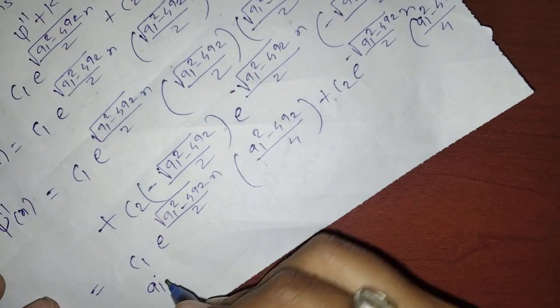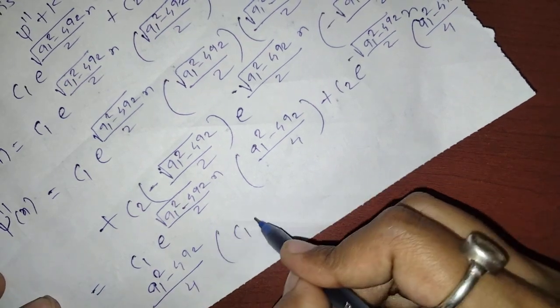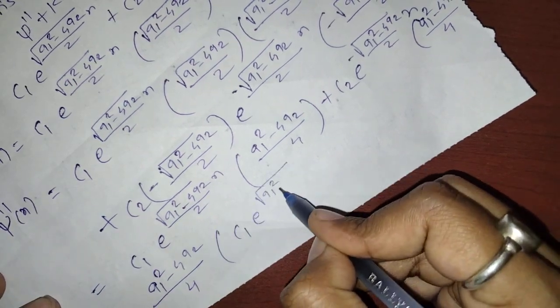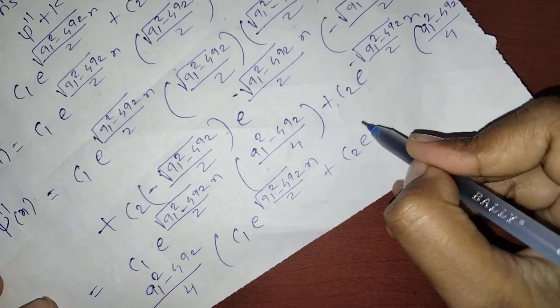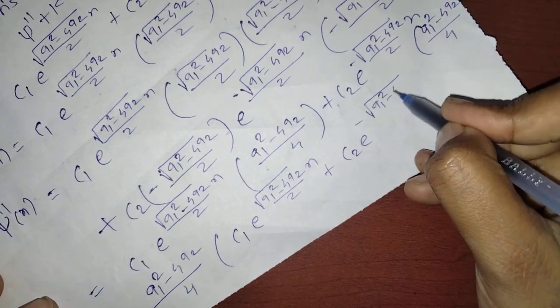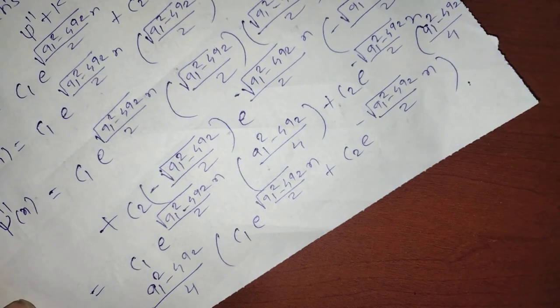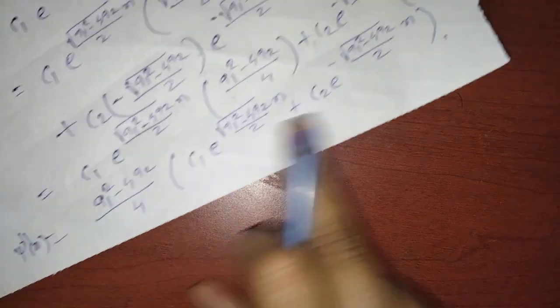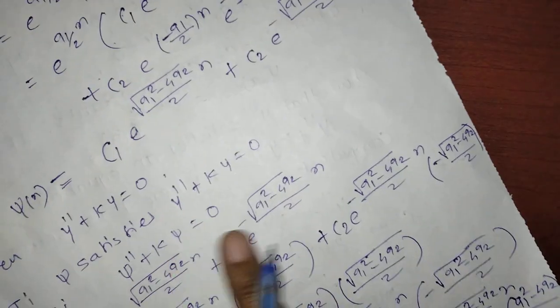Okay, a1 square minus 4a2 upon 4 taken common, we get c1 e raised to under root a1 square minus 4a2 upon 2x plus c2 e raised to minus under root a1 square minus 4a2 upon 2x. So psi double dash of x is equal to this. Now put psi double dash of x in the left hand side of this equation.